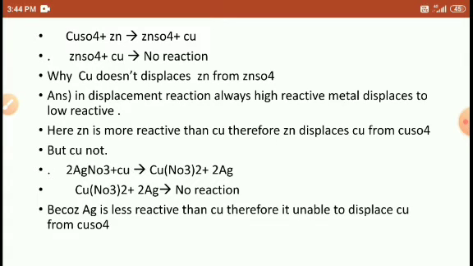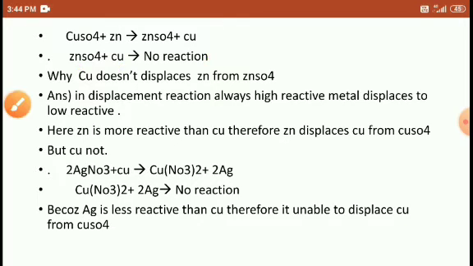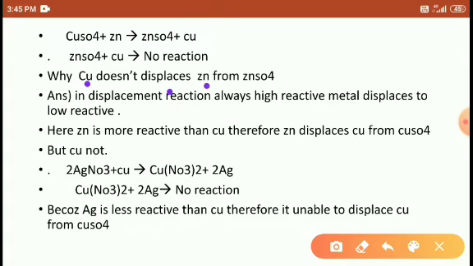Right, students? Okay, when you reverse the reaction, zinc sulfate with copper, there is no reaction. Why is this reaction not happening, students? Because copper does not displace the zinc from zinc sulfate.